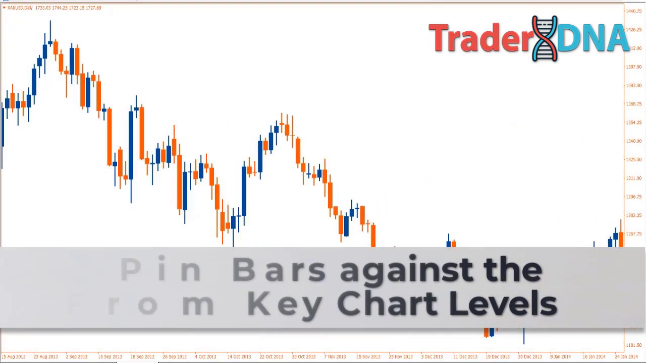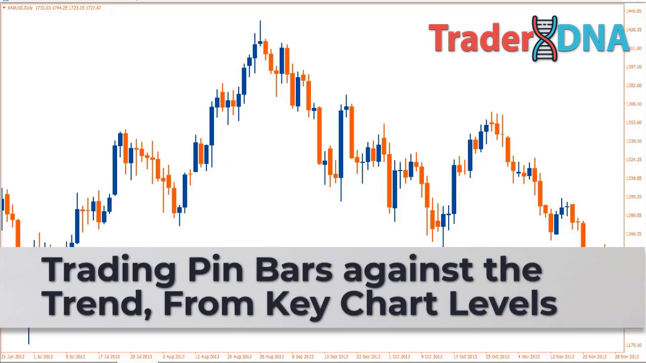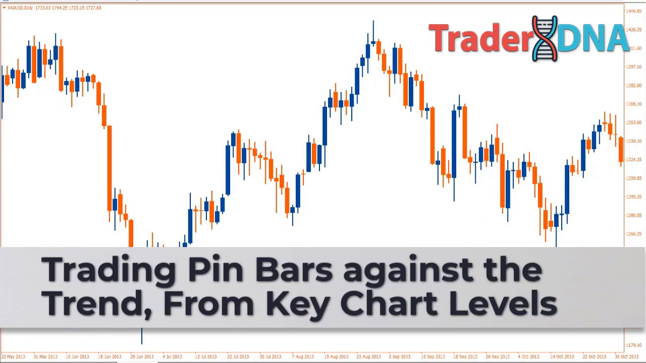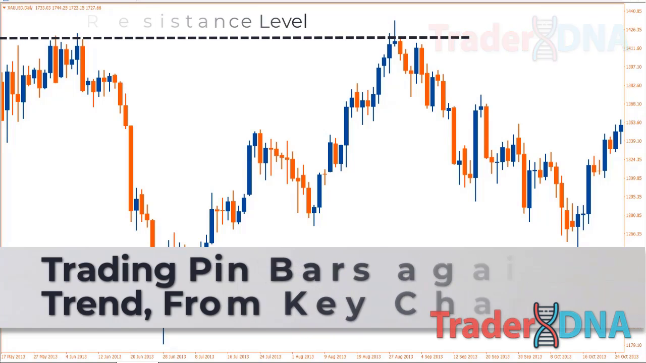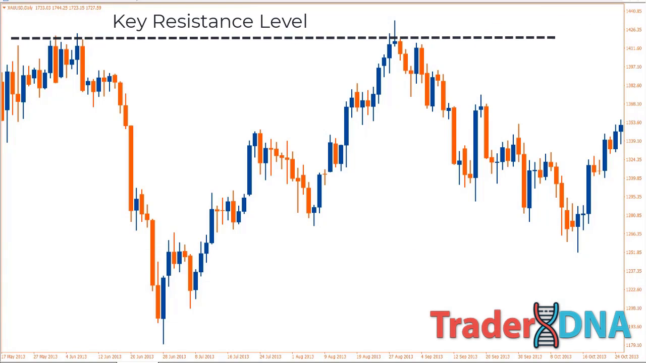Trading pin bars against a trend from key chart levels. When trading a pin bar counter to or against a dominant trend, it's widely accepted that a trader should do so from a key chart level of support or resistance. The key level adds extra weight to the pin bar pattern, just as it does with counter-trend inside bar patterns. Anytime you see a point in the market where price initiated a significant move either up or down, that is a key level to watch for pin bar reversals.